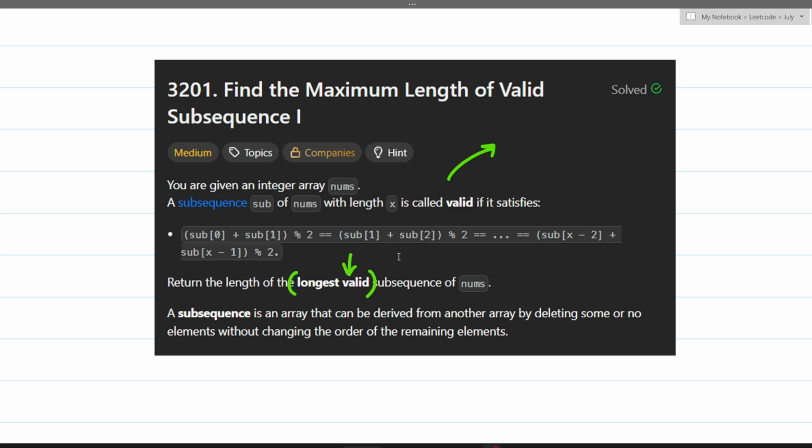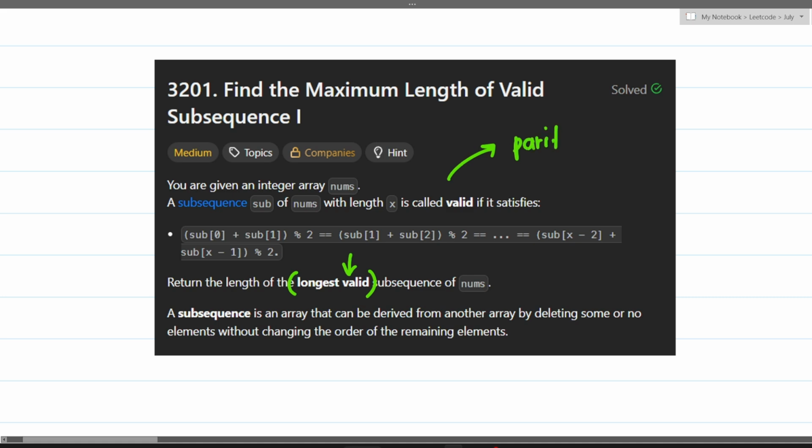Now what does a valid subsequence mean? A subsequence sub of nums with length x is called valid when it satisfies this particular condition. The condition says that sub of 0 plus sub of 1, the sum of the first two terms mod 2, should be equal to the sum of the second two terms mod 2, and so on and so forth. So each and every subsequent pair, their parity should be equal. So I can say we are focusing on the parity of pair sums, isn't it?